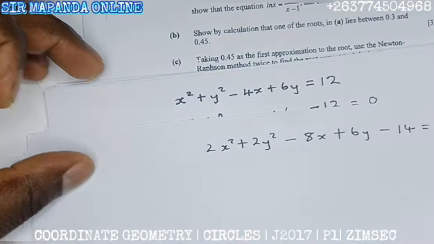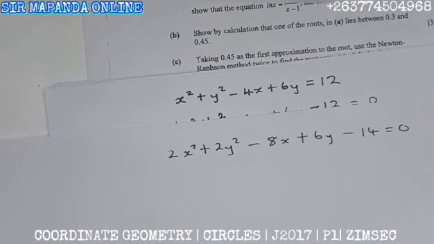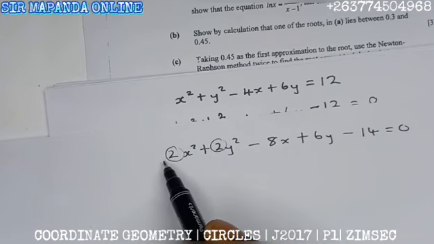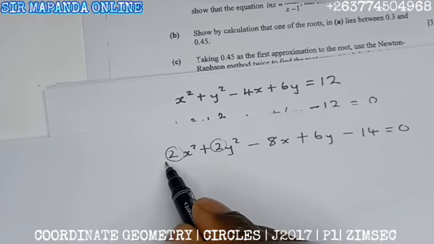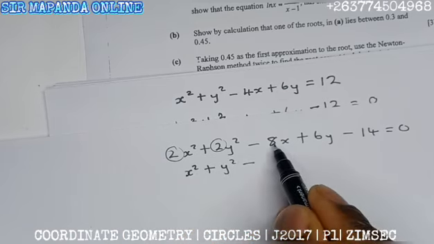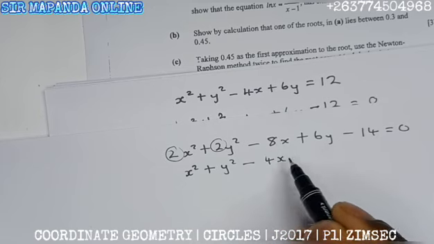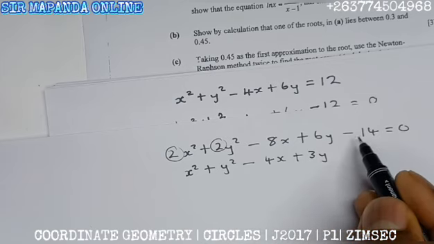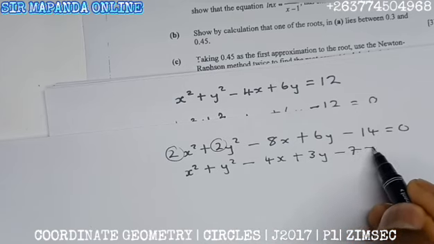If you have a situation like this and you want to find the coordinates of the center, you don't start by dividing by minus 2 without checking the coefficient of x squared and the coefficient of y squared. Here we have 2 and 2. So we need to divide by 2 throughout first. So here you get x squared, you get y squared. 2 into minus 8x, you get minus 4x. 2 into 6y, you get 3y. Then 2 into minus 14, you get minus 7.